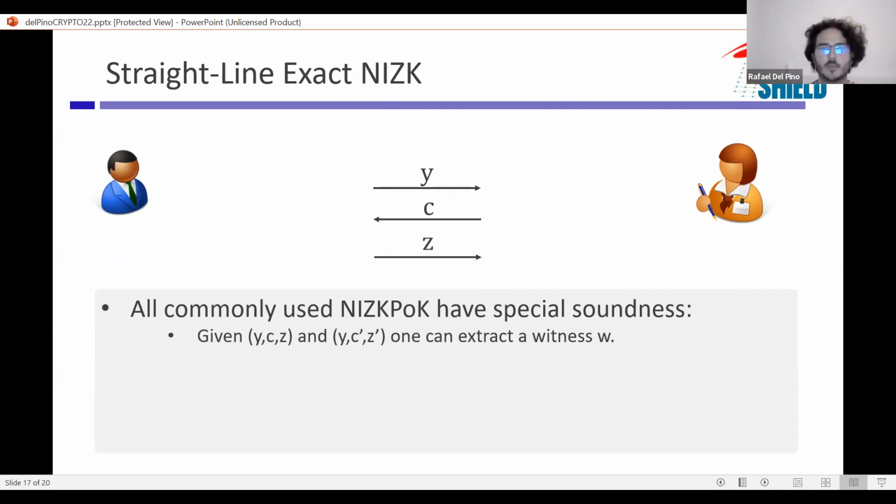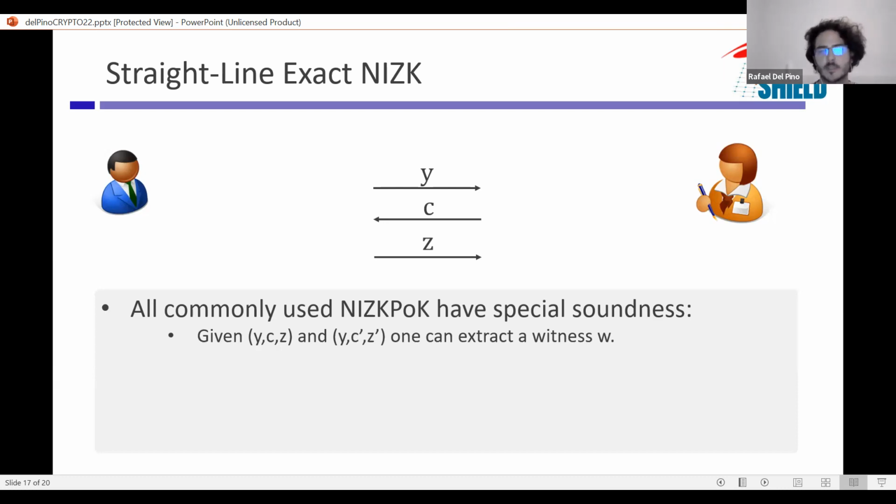But that's not what we want, because having such a property means that we need to rewind the zero knowledge proof to obtain a witness. And since the zero knowledge proof is used as part of another protocol, and in the first flow of another protocol, we cannot do rewinding without incurring exponential loss in security.